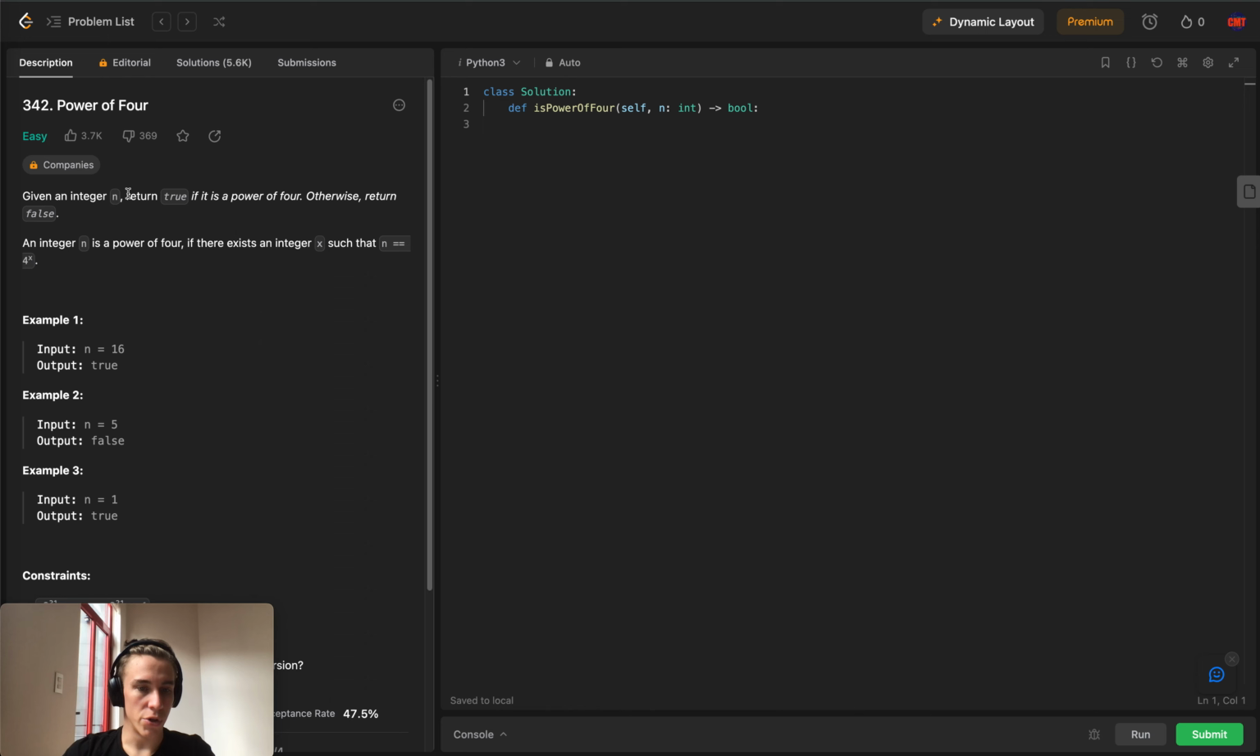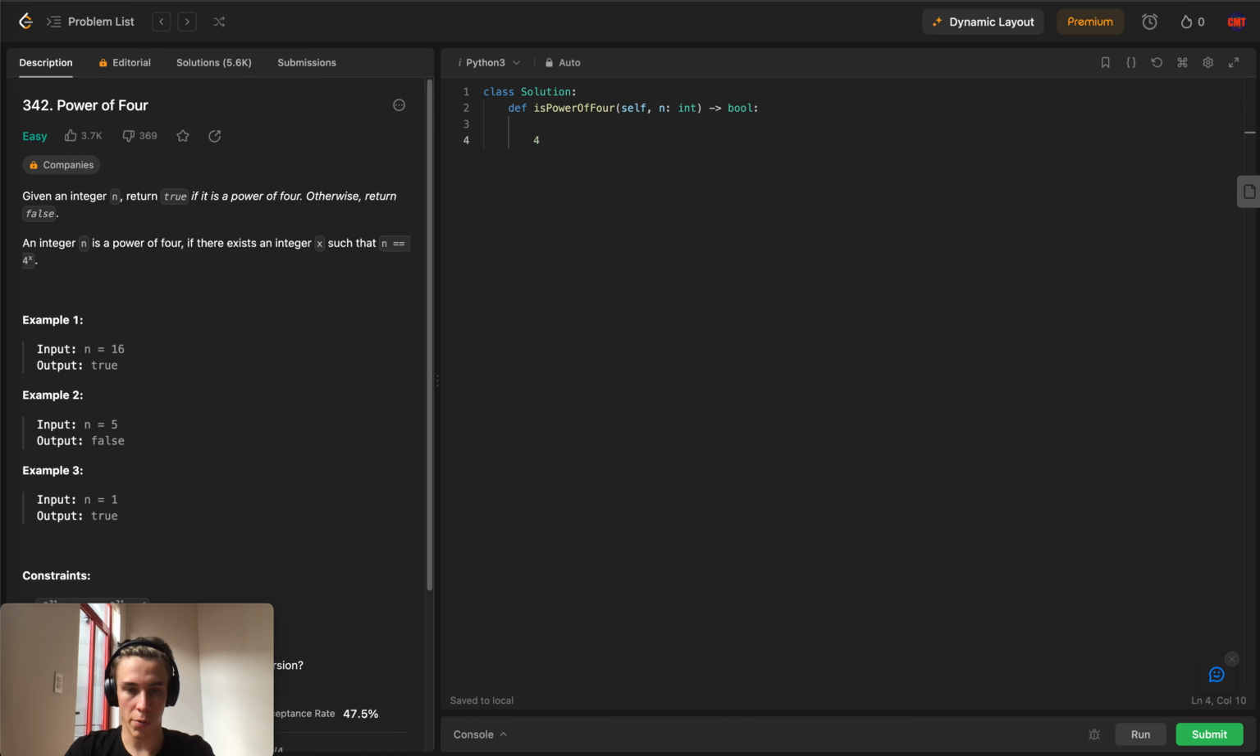Given an integer n, return true if it's a power of 4, otherwise return false. An integer n is a power of 4 if there exists an integer x such that n is equal to 4 to the power of x.